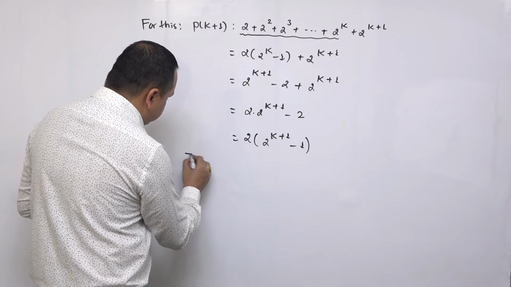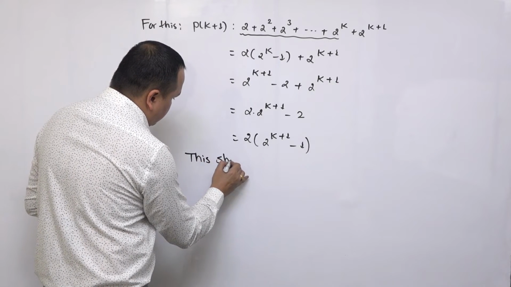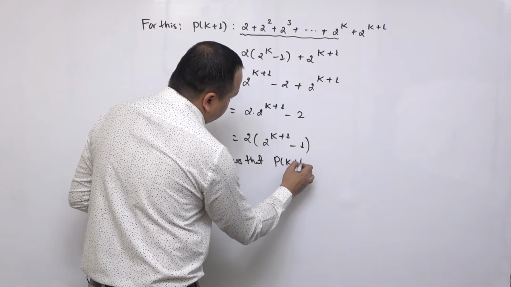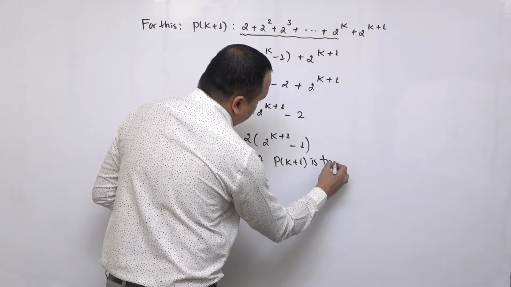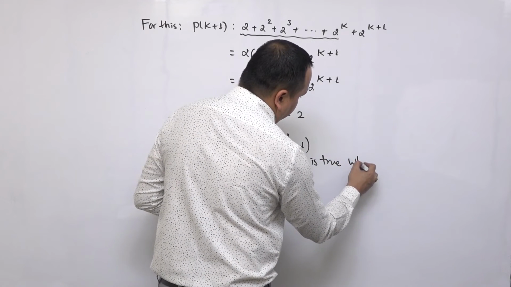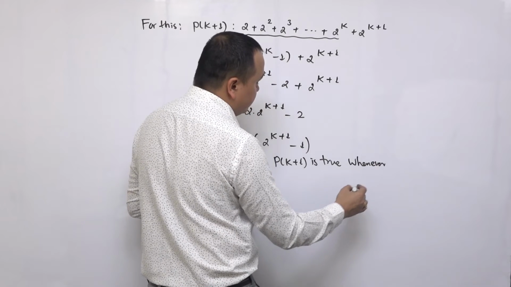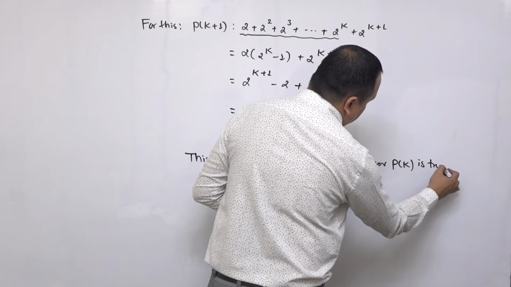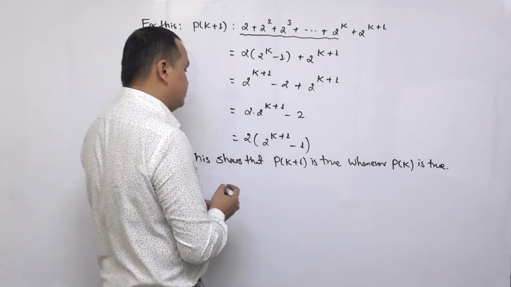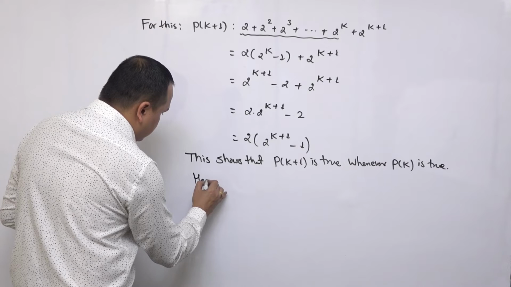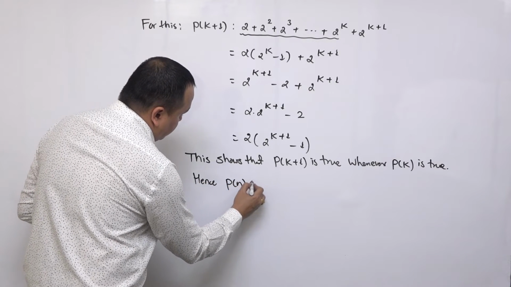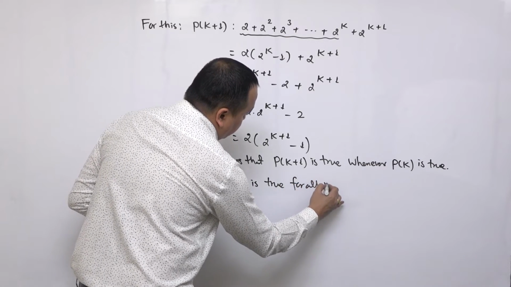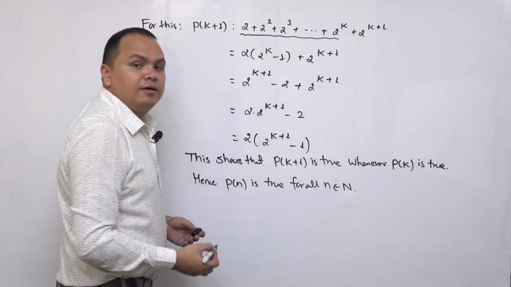This shows that Pk plus 1 is true whenever Pk is true. Hence, Pn is true for all n belongs to natural numbers.